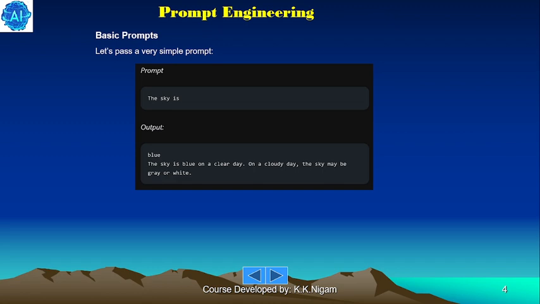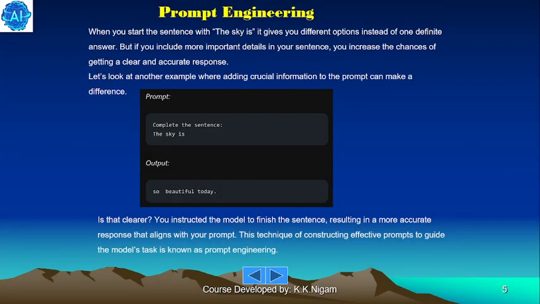Basic prompts. Let's pass a very simple prompt, that is, the sky is. The output could be blue. The sky is blue on a clear day. On a cloudy day, the sky may be grey or white. When you start the sentence with the sky is, it gives you different options instead of one definite answer.